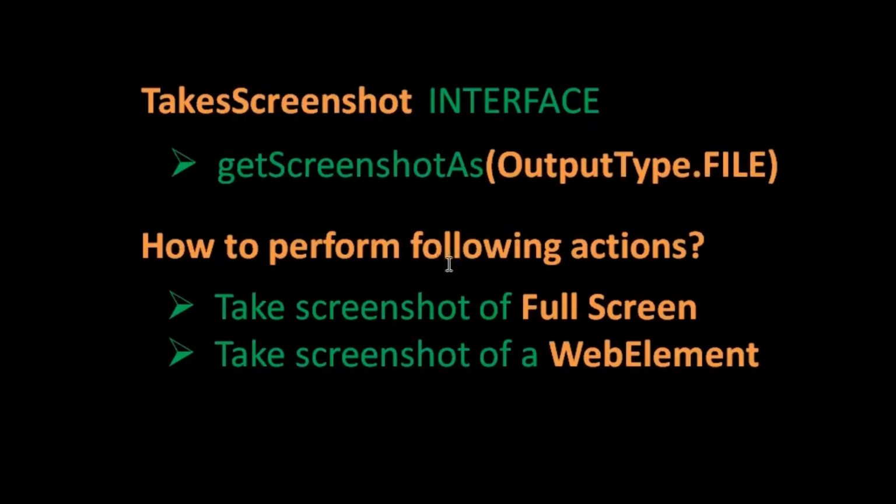Let us quickly see what we have covered in today's video. We saw how to take the screenshot for a full screen, and we also saw how to take the screenshot for a particular web element. We understood the TakesScreenshot interface. We saw that it has a method getScreenshotAs to capture the screenshots, and in the argument, making use of this OutputType interface, we specify the format in which the screenshot needs to be saved.